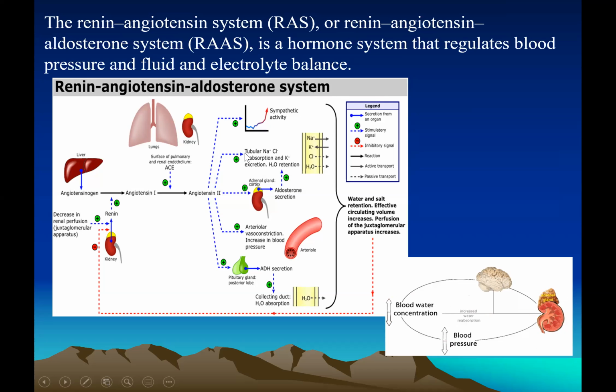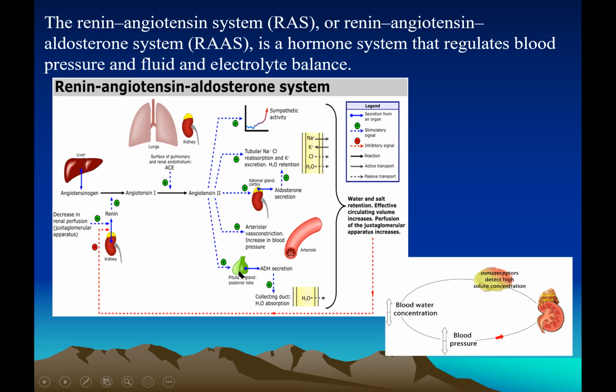It will ask the tubes of the nephron to reabsorb sodium and chloride. So when sodium is reabsorbed, chloride will follow and water will follow. Angiotensin 2 can ask the adrenal cortex to make aldosterone. And it's aldosterone that will cause sodium reabsorption and water reabsorption. Angiotensin 2 can also result in vasoconstriction, thereby increasing the blood pressure.